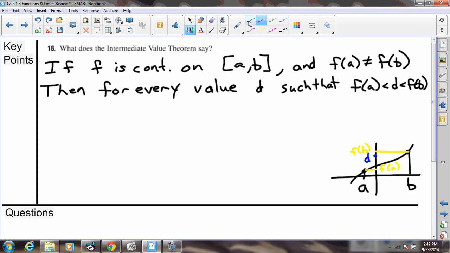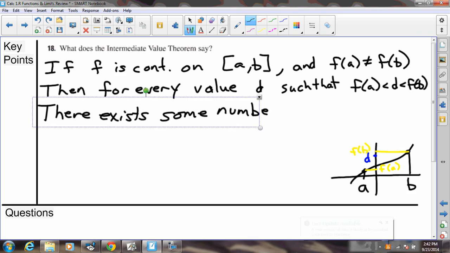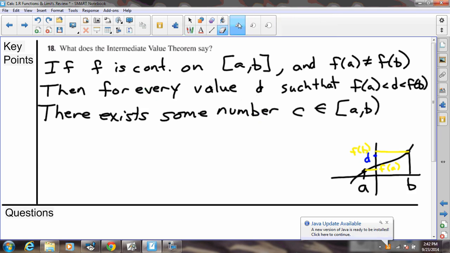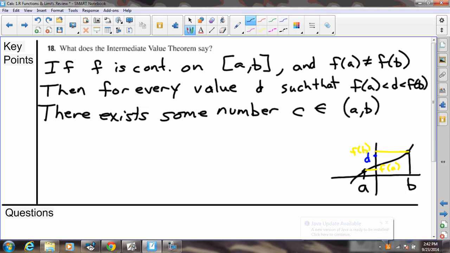The intermediate value theorem tells us there exists some number c that must be in the interval from a to b. Well, specifically, it's going to be in the open interval, such that f of c will equal that d value.